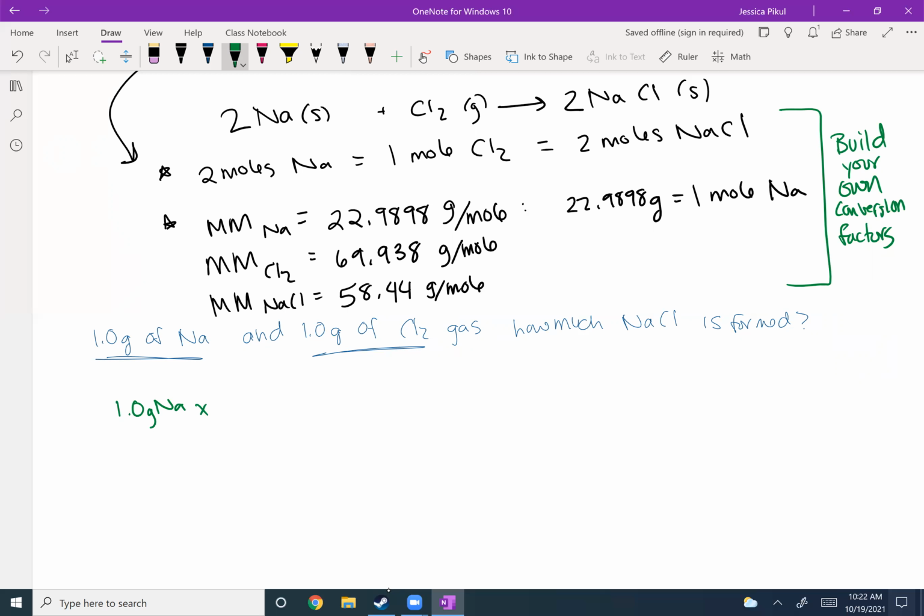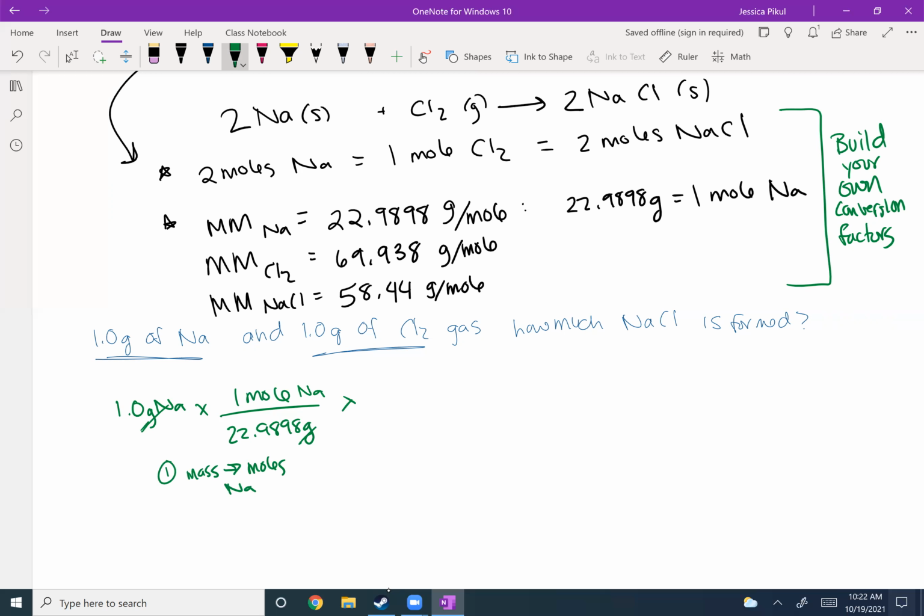So let's use our molar mass. Remember, we're going to go mass to moles to moles to mass, essentially. So we're going to convert to moles using our molar mass. We have 1 mole on top and 22.9898 grams on the bottom, and this will be a mole of sodium. So these are going to cancel out here, right? This first step is converting mass to moles for the sodium.